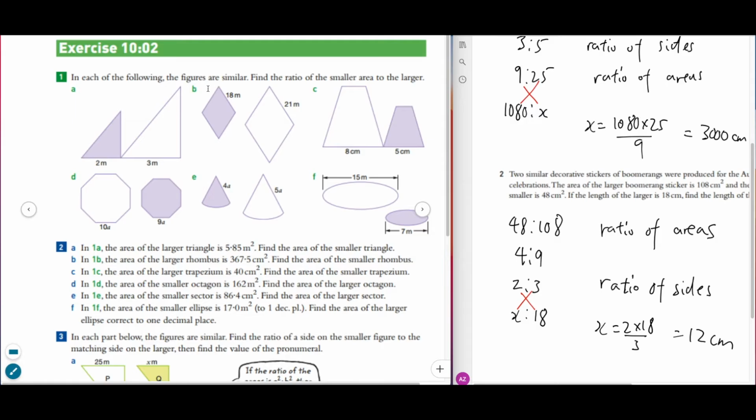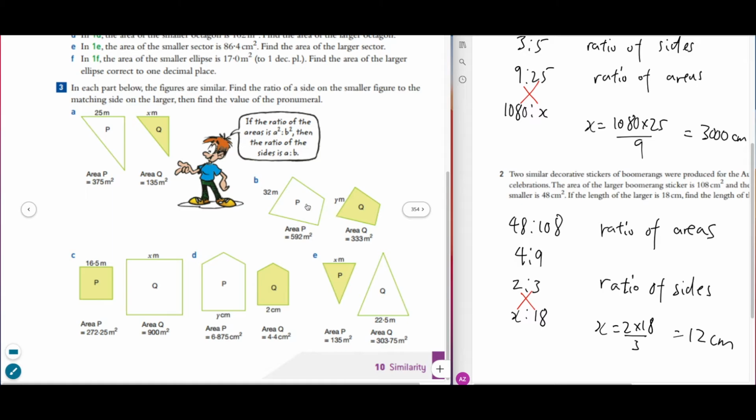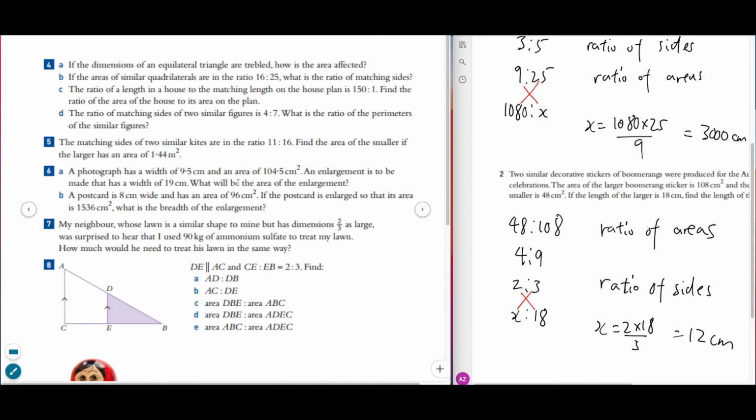In each of the following, the figures are similar. Find the ratio of the smaller area to the larger. Okay, so that's pretty easy. Just take a look at question C. You know the ratio of the sides is 8 to 5. So then the ratio of the smaller area to the larger is just going to be 25 to 64, right? All right, so I'll pick some of the harder questions so that you get a better understanding.